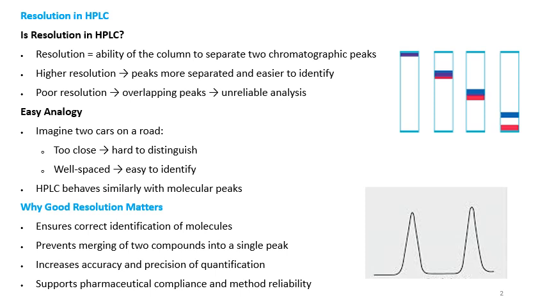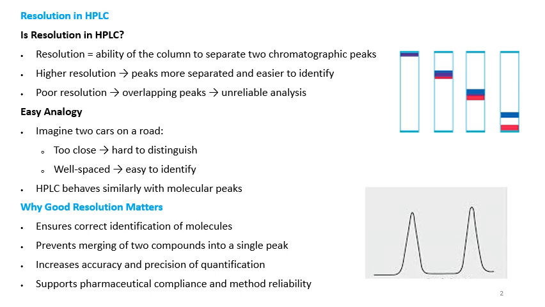Resolution in the HPLC is the ability of the column to separate the two chromatographic peaks. That means the separation of the analyte. Higher resolution means peaks are more separated and easier to identify, because you are going to put the mixture in the mobile phase as a sample, and this sample will get separated based on its affinity to the stationary phase and to the mobile phase, and this separation should happen so that you can detect and quantify the analytes.